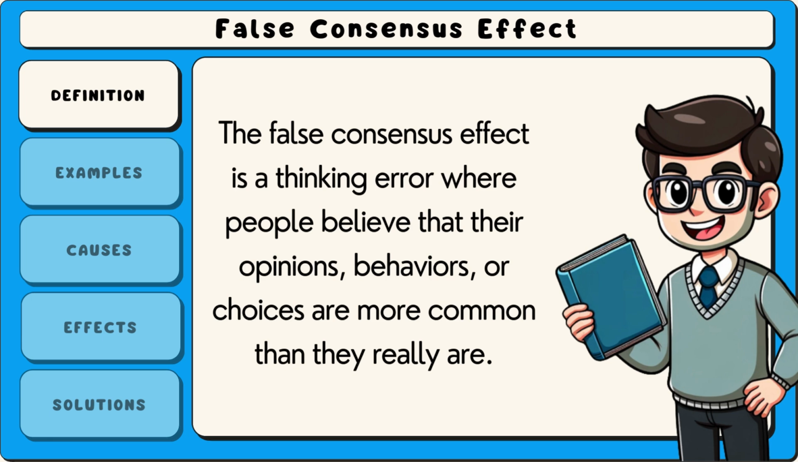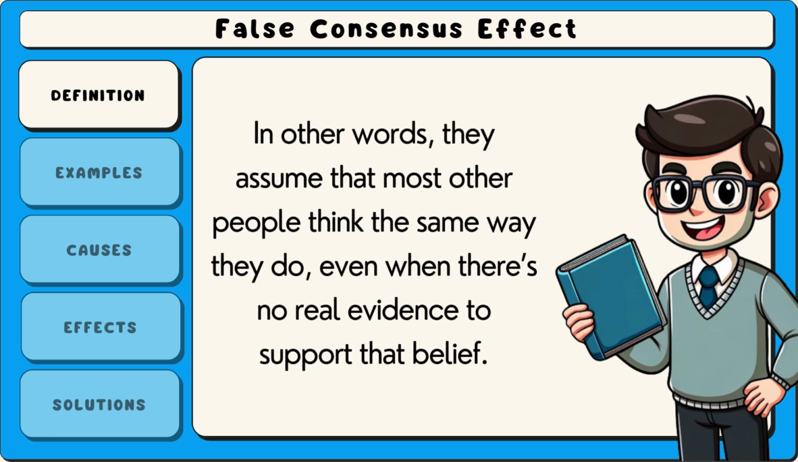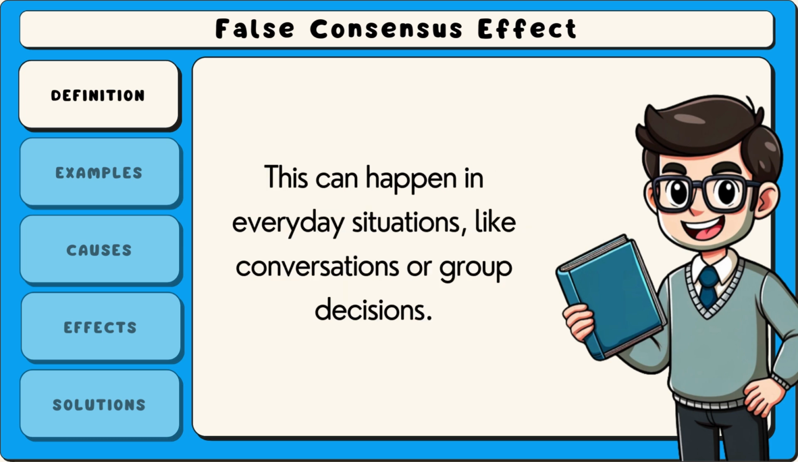The false consensus effect is a thinking error, where people believe that their opinions, behaviours, or choices are more common than they really are. In other words, they assume that most other people think the same way they do, even when there's no real evidence to support that belief. This can happen in everyday situations, like conversations or group decisions.